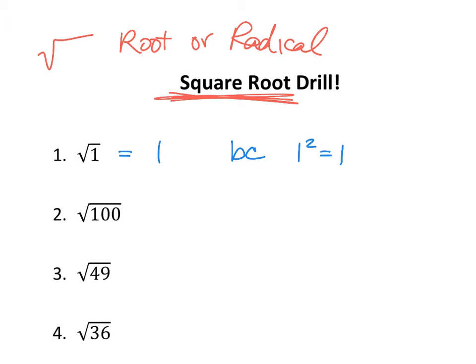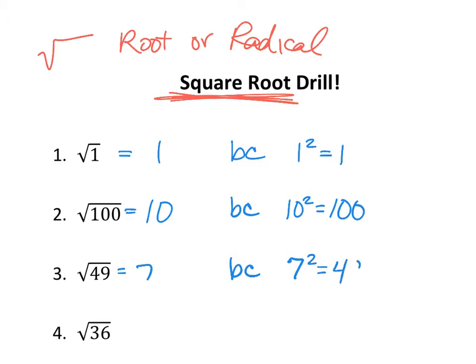What is the square root of 100? Don't say 50. It is 10, because 10 squared is 100. So the square root of 100 is 10. You see how these are opposites? Squares get bigger, square roots get smaller. What's the square root of 49? 7, because 7 squared equals 49.